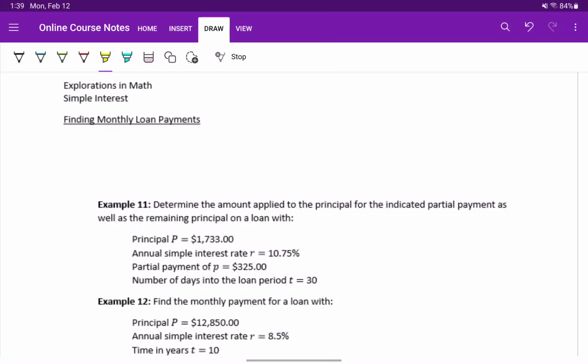Our next two examples deal with monthly loan payments. The one looks at calculating, when you make a monthly payment, how much of your payment is applied to principal versus how much is paying off interest accrued during that month. So what we're going to look at calculating first is the amount applied to the principal.